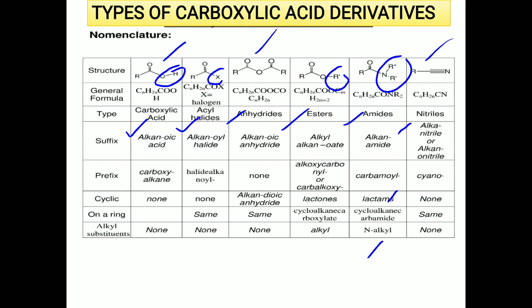So we will understand all these six types by having some examples. Okay, so starting with carboxylic acid.